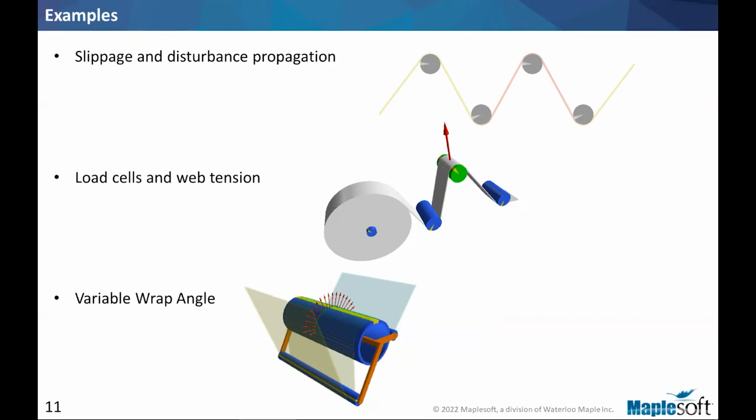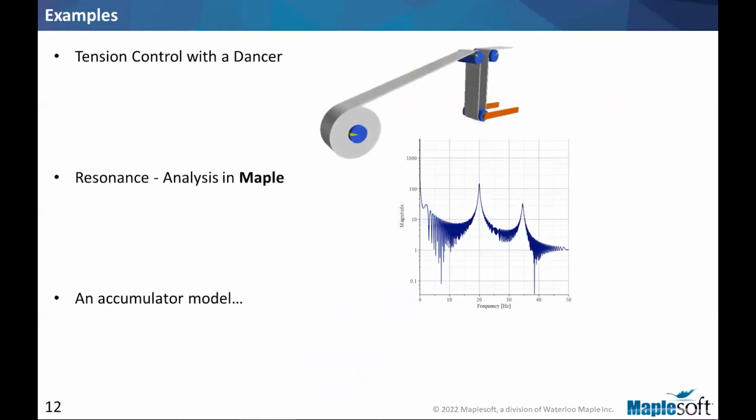Or we can look into more detailed web roller interaction. We will look at the extension of models with some controllers to do speed control or tension control, and a very, very quick example of how to deal with resonances, or actually identify resonances from the system parameters.